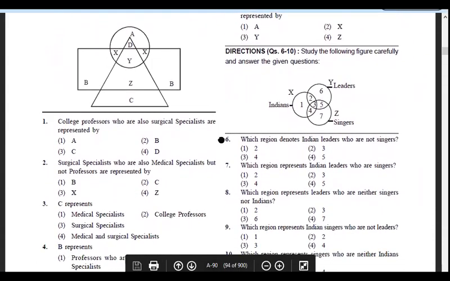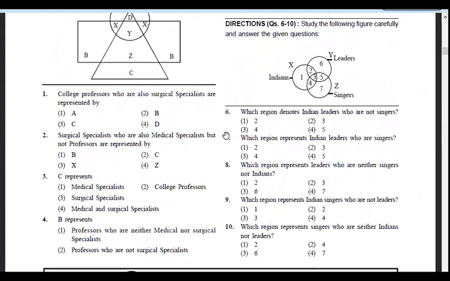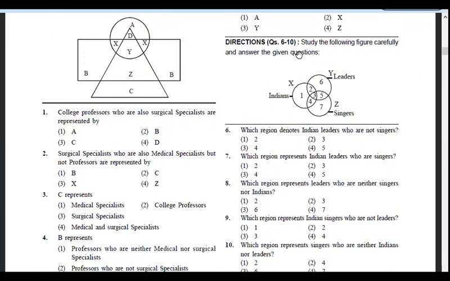Now this one also we have studied. Yes, everyone, tell me, yes? Okay everyone, so now you have seen which types of questions will be asked in Venn diagram. So Venn diagram is easy. Tell me, yes or no?